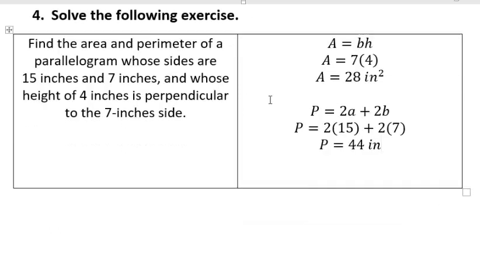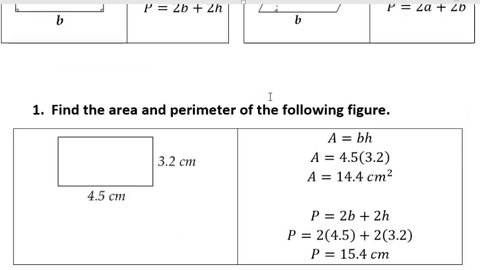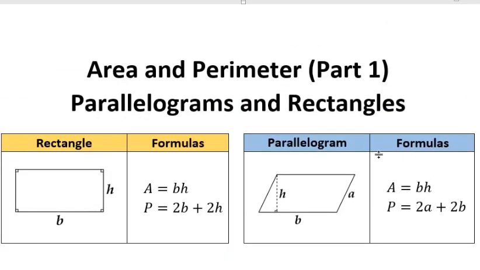Okay, that's how we find area and perimeter with parallelograms and with rectangles.